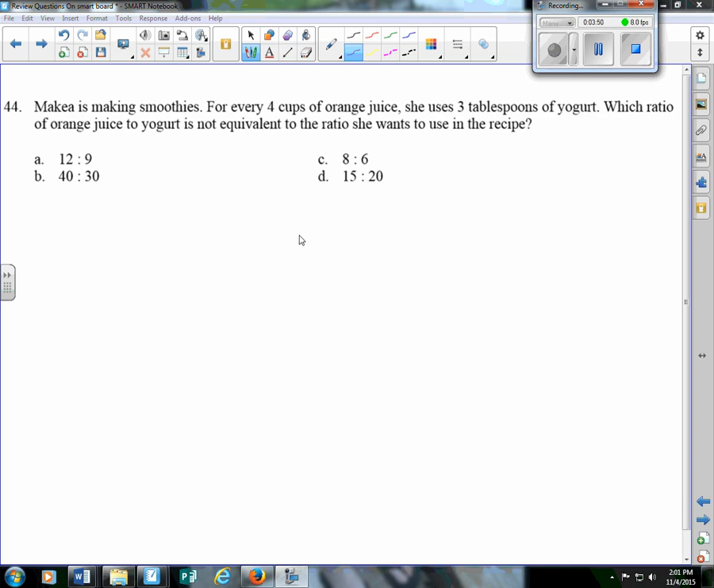So Makia is making smoothies. For every 4 cups of orange juice, she uses 3 tablespoons of yogurt. So we need to figure out what ratio of the orange juice to yogurt is not equivalent to the ratio she wants in her recipe. Does 4 go into 12 3 times? 3 times 3 is 9, so that works. If we multiply this by 10, we get 40 over 30. If we look at this one, 4 times 2 is 8, 3 times 2 is 6. So C works. D does not work. So D is the correct answer.